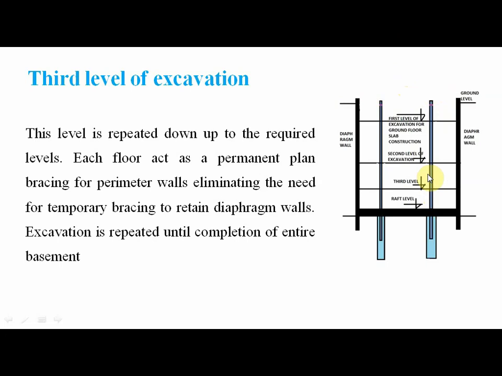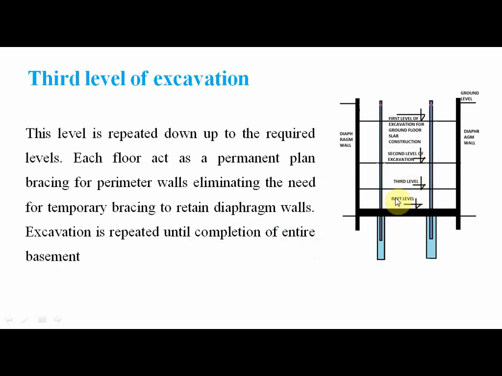This level is repeated down up to the required levels. Each floor acts as a permanent bracing for perimeter walls, eliminating the need for temporary bracing to retain the diaphragm walls. So here you will go on constructing the permanent walls as per the designs. Excavation is repeated until the completion of the entire basement.